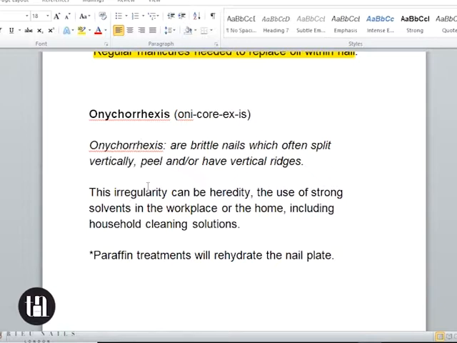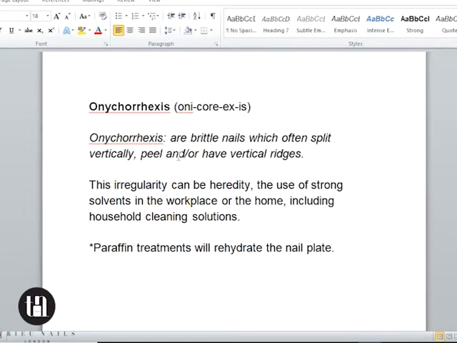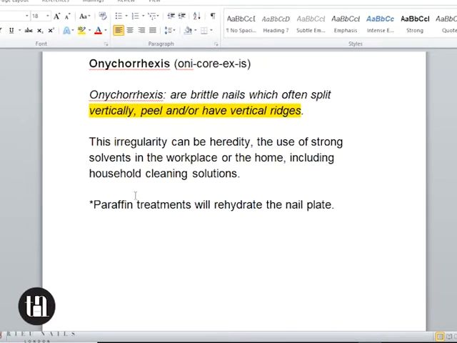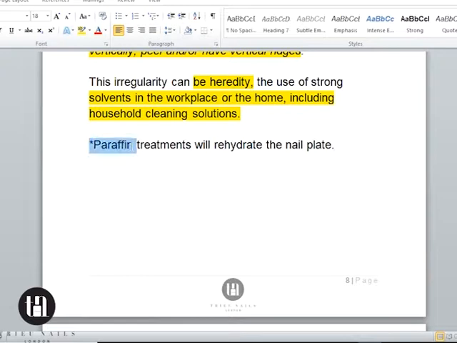The next disorder is onychorrhexis, and basically they are brittle nails that often split vertically, peel, or have vertical ridges. So vertical ridges here, vertical peeling. This can actually be hereditary, or come from the use of strong solvents in the workplace or at home, including household solutions. You'll recommend the client have a paraffin treatment to rehydrate the nail plate for this nail disorder.